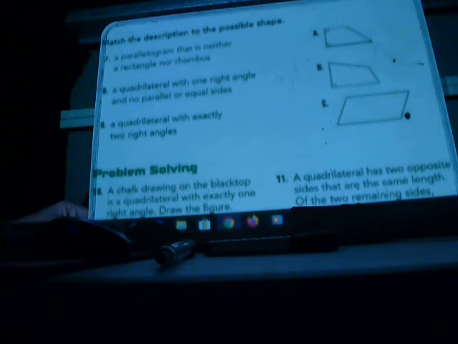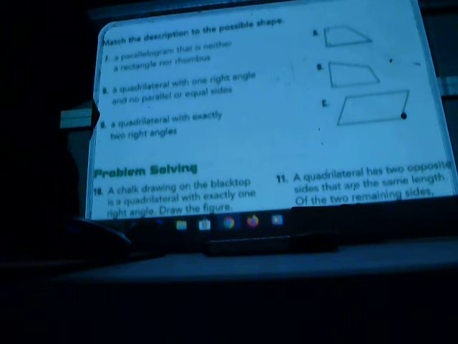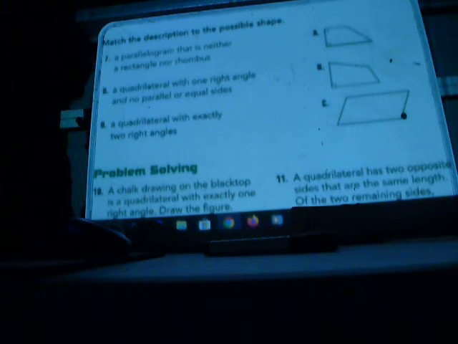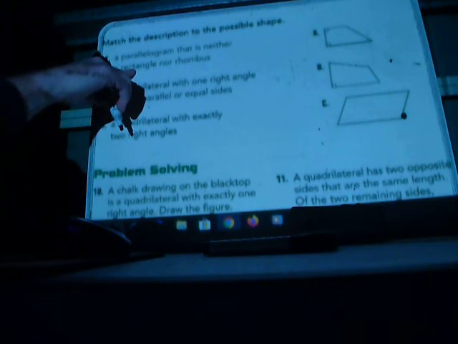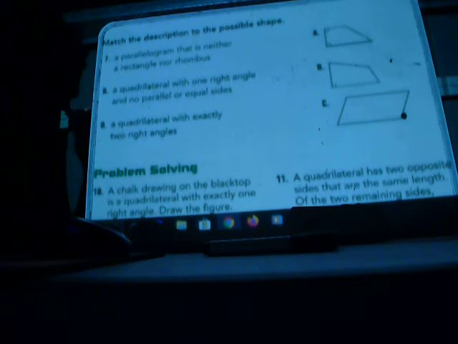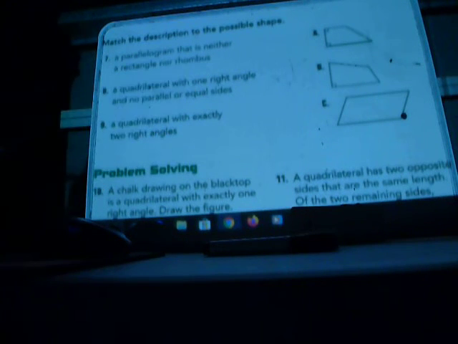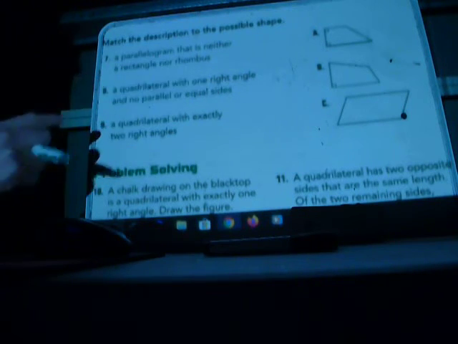Alright, matching. This will be more like what you'll see on the test, because I'm not going to have you draw stuff on an online test. If you were in the classroom and had paper, there were questions where you had to draw shapes like this lesson, but it'll be more like matching on the online test. A parallelogram that is neither a rectangle nor a rhombus. The keyword there is that it is a parallelogram. All the opposite sides are parallel, but it's not a rectangle, and it's not a rhombus.